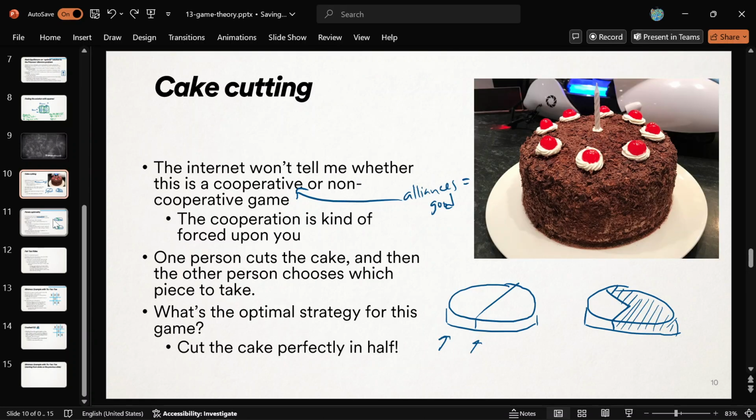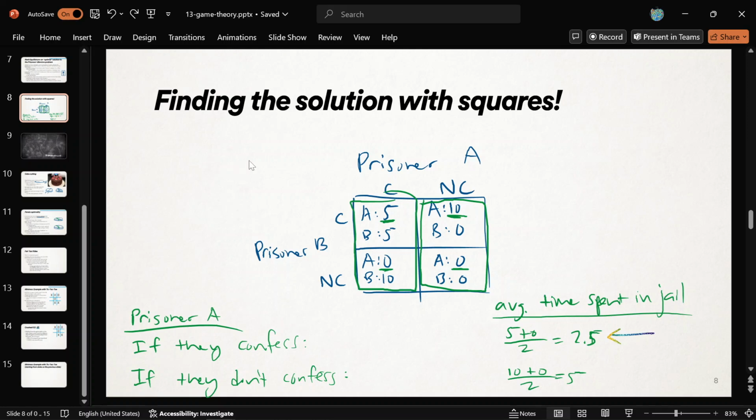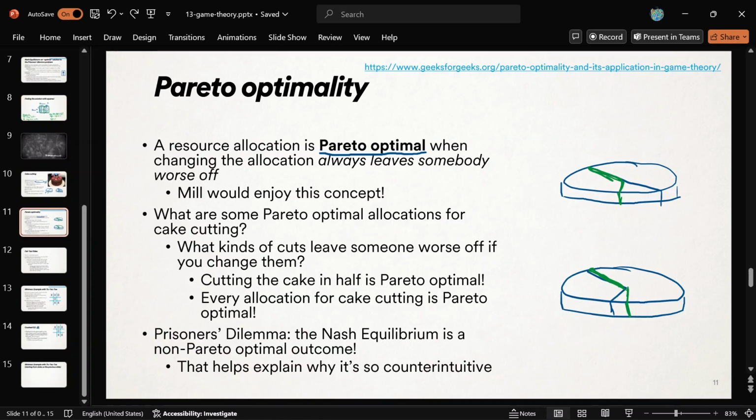Okay, so Pareto optimality goes hand in hand with a Nash equilibrium a lot of the times, or you can think about both at the same time. And this term actually explains why this problem with the prisoner's dilemma was so confusing, why it was so counterintuitive. It's because this is the Nash equilibrium, like they're both going to confess, but it's a non-Pareto optimal outcome. You see that there's a better resource allocation that would leave people better off. So that's interesting. That helps explain it.